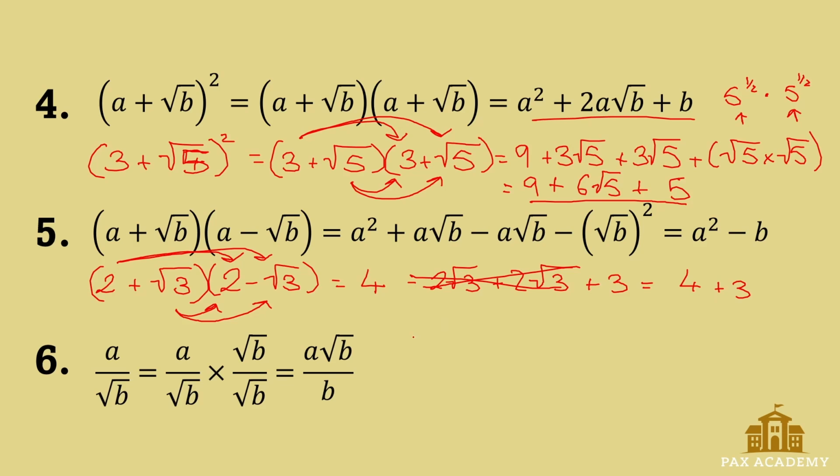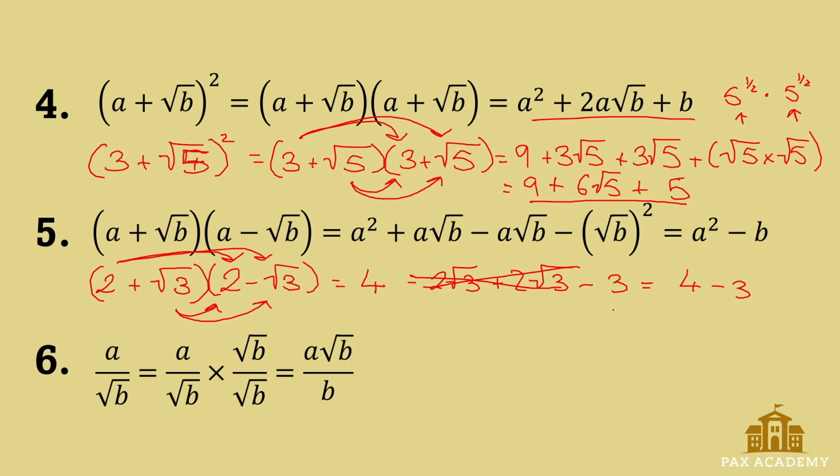Okay, excellent. Oh, sorry, I made a mistake. So square root of 3 times minus square root of 3. Okay, so this is equal to minus 3. My apologies. So we have minus 3.